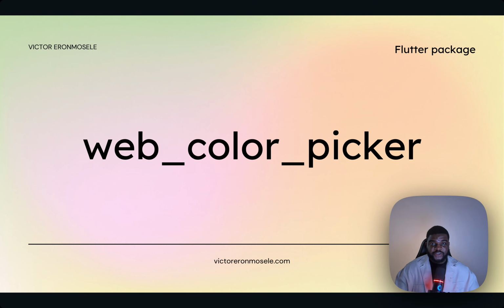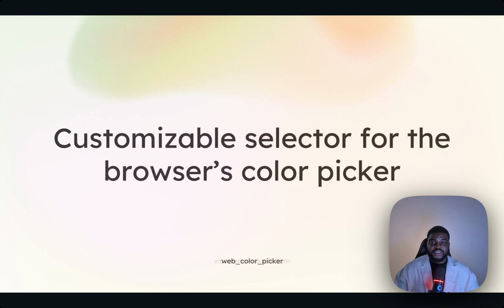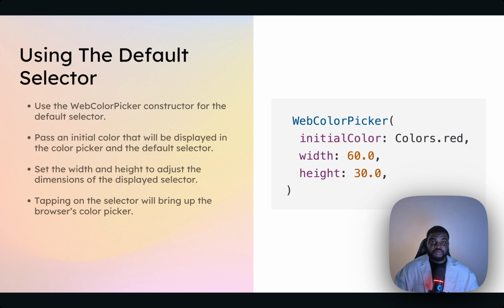I just published a Flutter package called Web Color Picker, and this package provides a widget that allows you to use the browser's native color picker in your Flutter Web apps and gives you the ability to customize the color picker selector. There are two ways to use this package. The first is to use the default selector that comes with the browser, and you do that by using the Web Color Picker constructor. And this constructor lets you pass the initial color, the width, and the height to adjust the appearance of the selector.